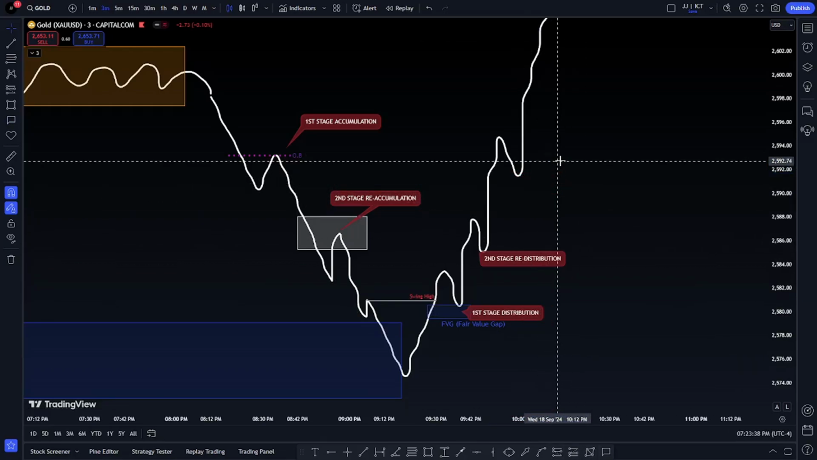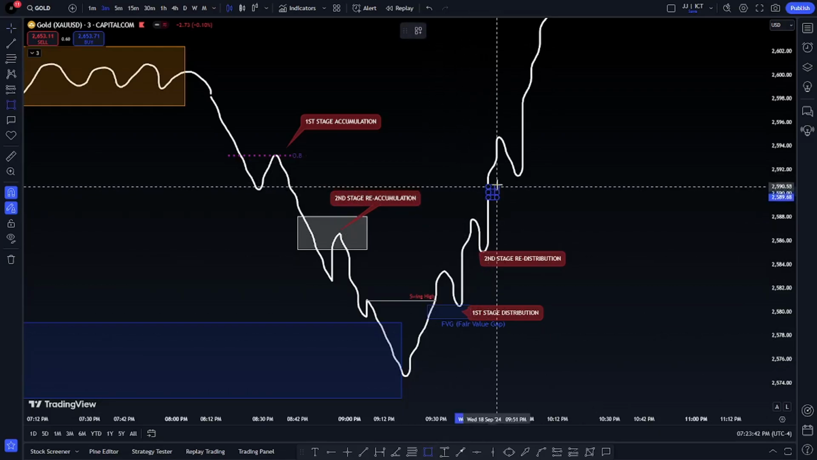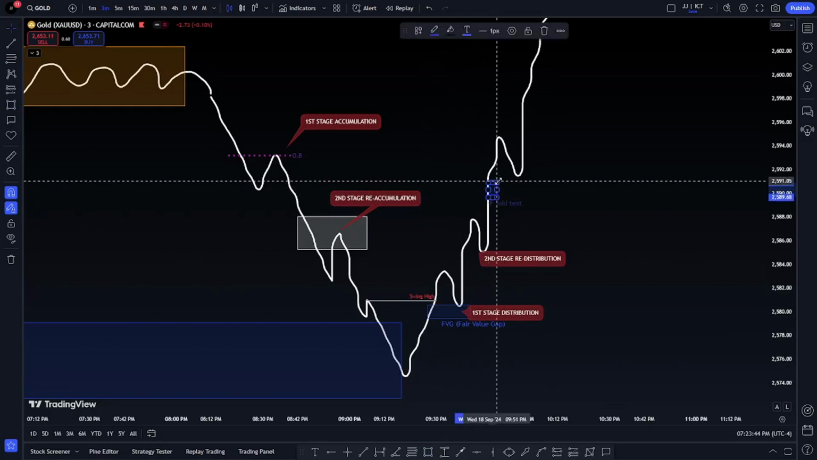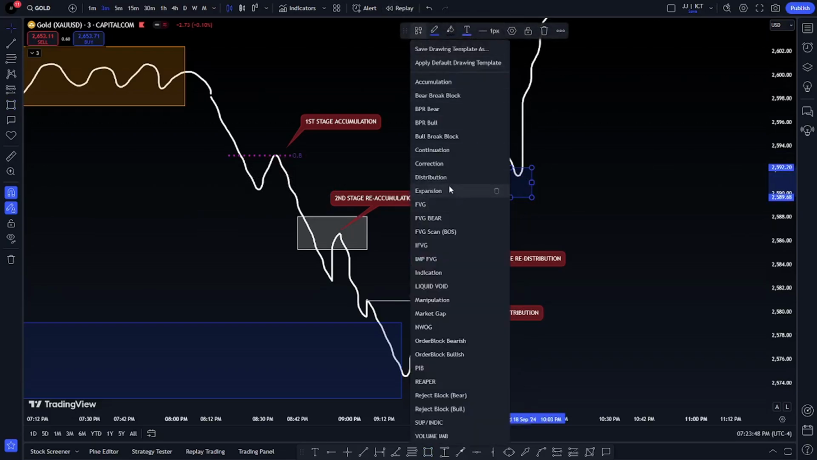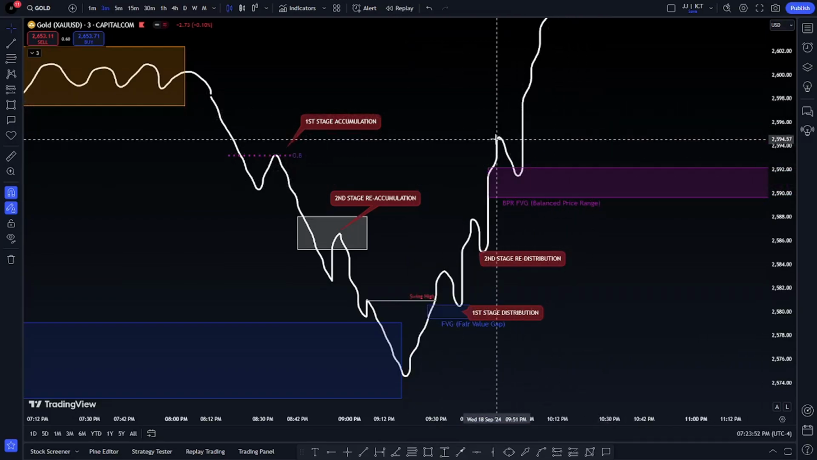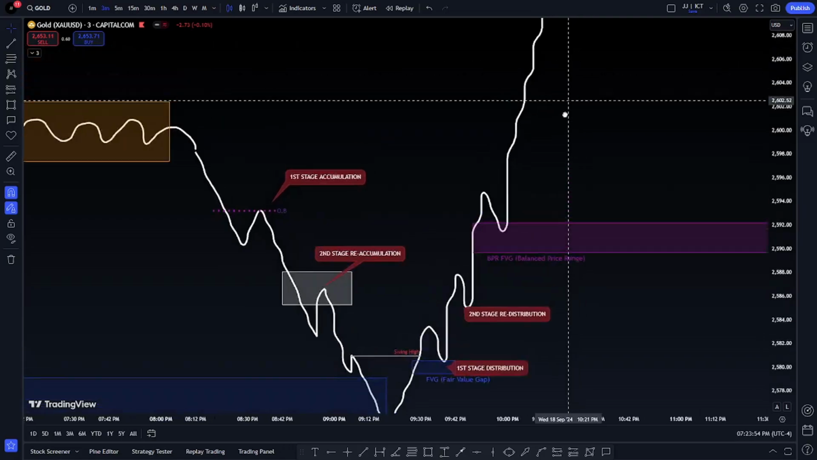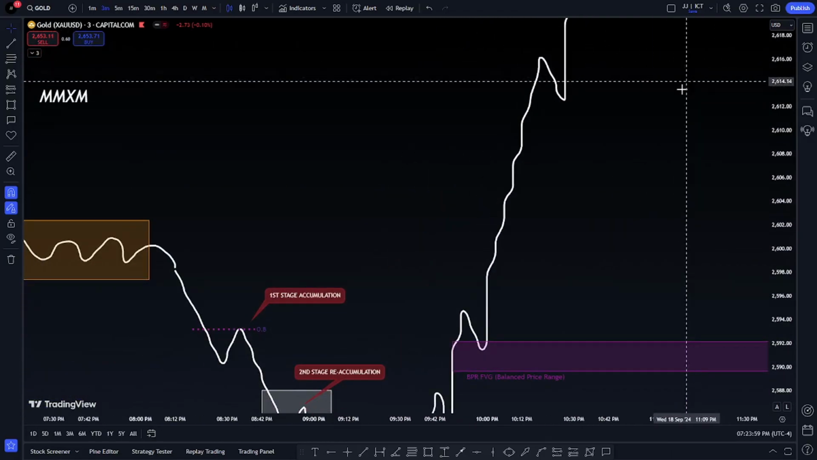Okay? Right there. What can we say this is? We can say this is a, I don't know. Well, what do you want to say it is? Let's say BPR. We can say it's a BPR. Sure, why not? Balanced price range. Came right into it, bang. And boom. There's your push higher. Pretty simple. Very, very simple.